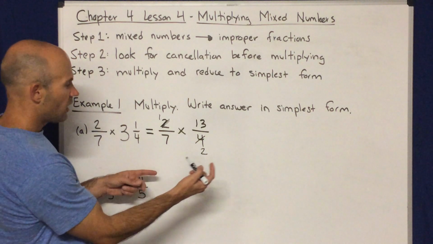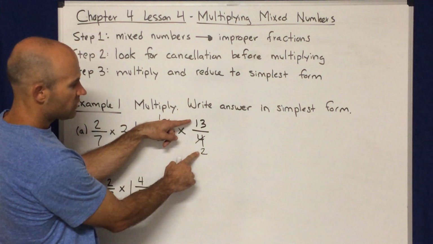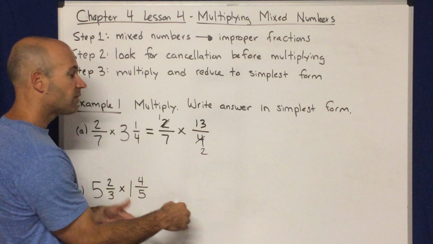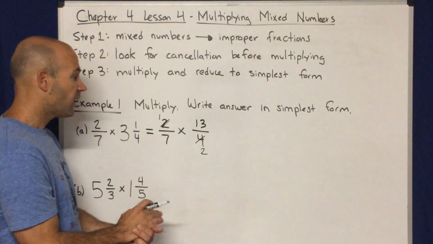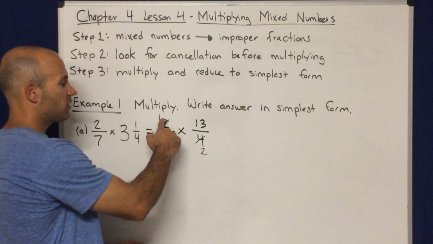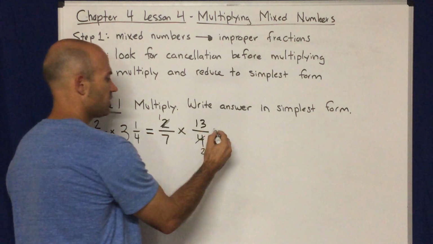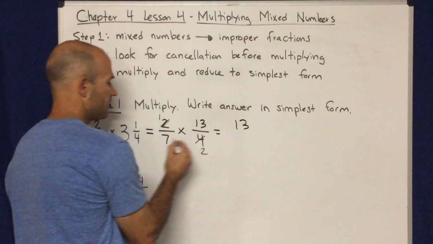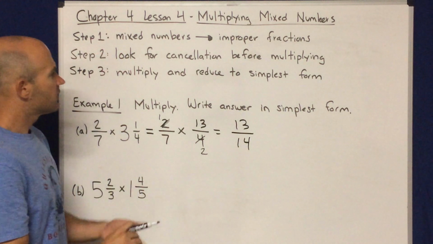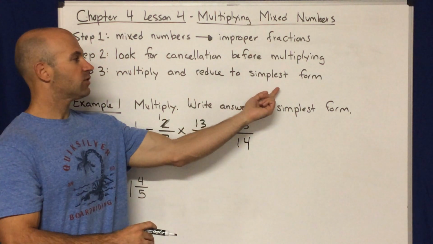And now I might check for any other cancellation I could do. 13 and 2 have no common factors. 7 and 13 have no common factors. So I think I've done all the cancellation I can, and that completes step 2. So now, step 3, just multiply across. 1 times 13 is 13. 7 times 2 is 14. And I've written this reduced to simplest form.